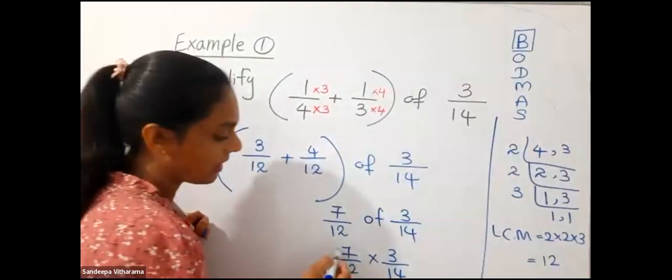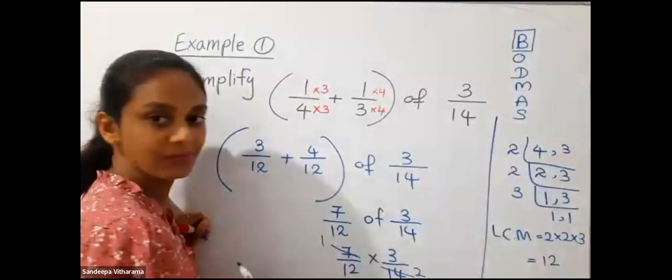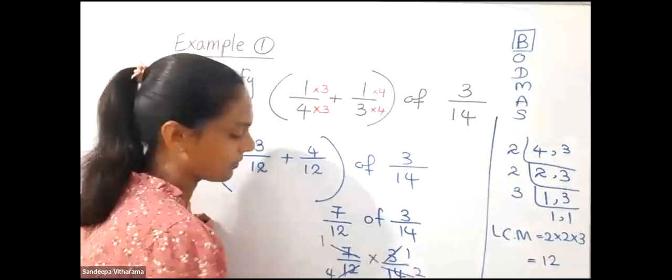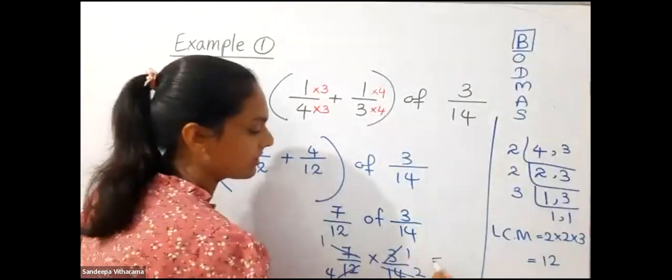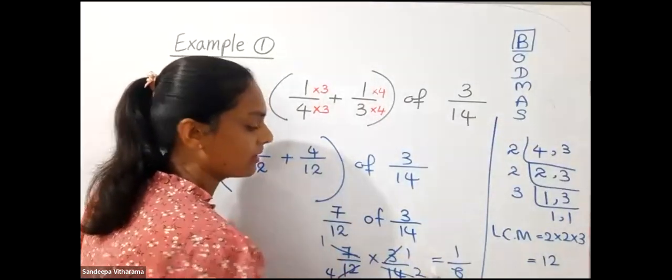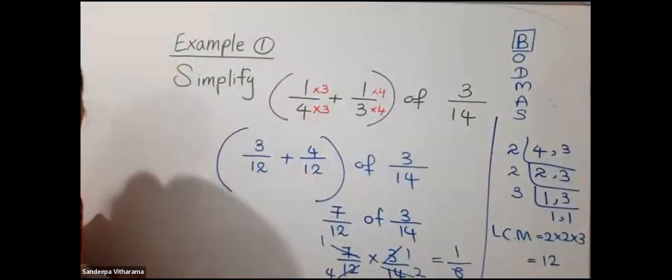Now look at how many 7s within 14? It is 2. How many 3s within 12? It is 4. Then 1 into 1 is 1. 4 into 2 is 8. Then 1 upon 8 is the answer for this long expression.